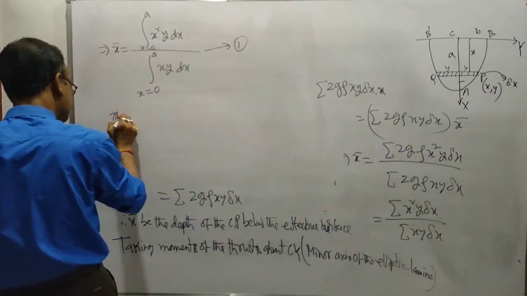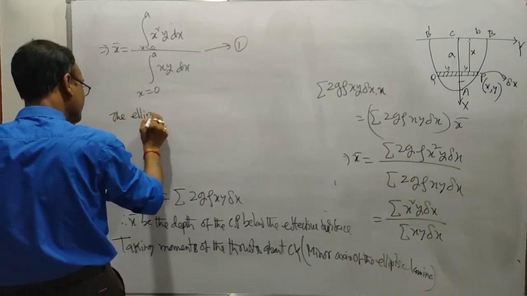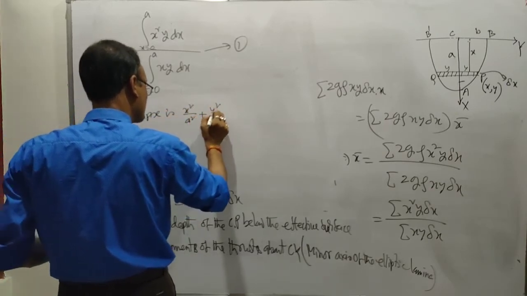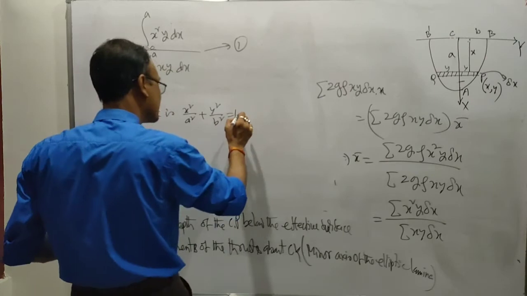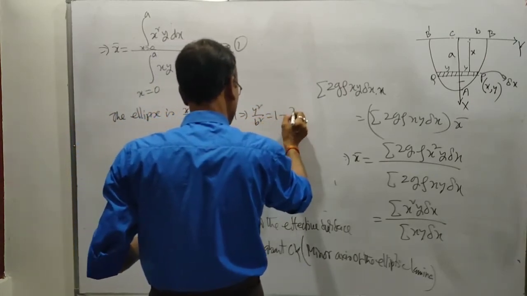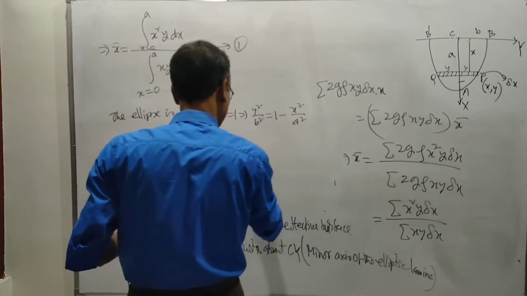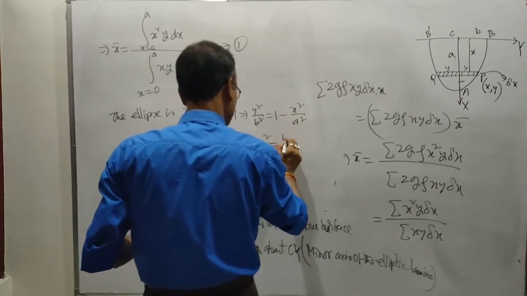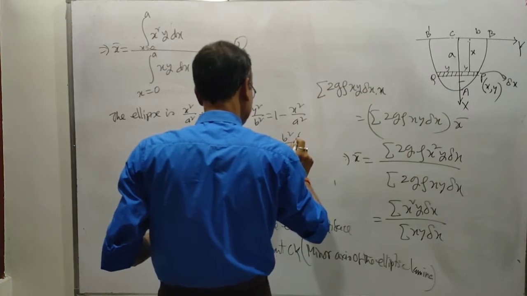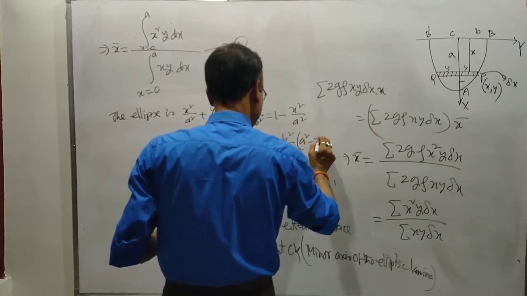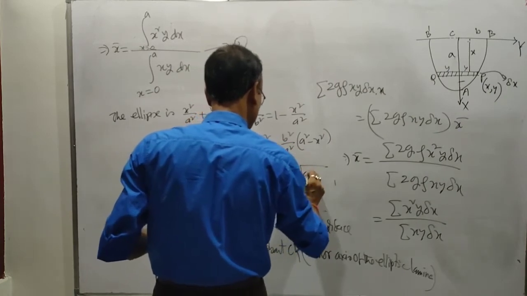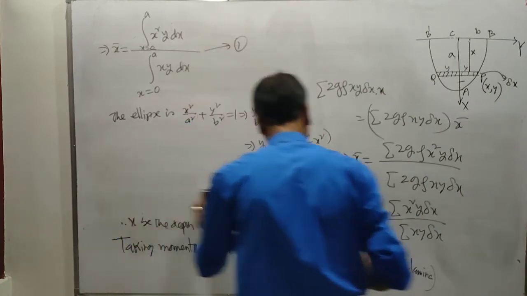Now the ellipse, suppose it is number 1. x square by a square plus y square by b square equal to 1. This means y square by b square is equal to 1 minus x square by a square. This means y square is equal to b square by a square into a square minus x square. This means y is equal to b by a into root a square minus x square. You may write like this.